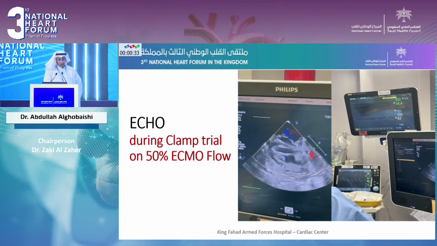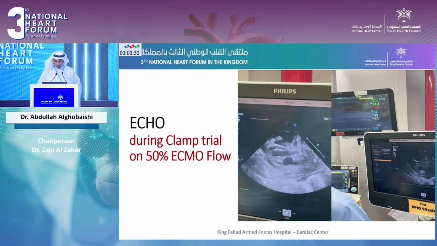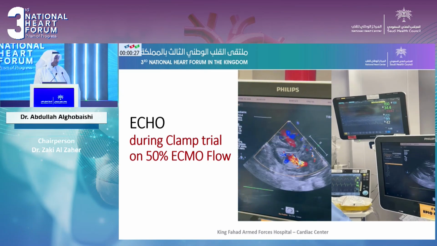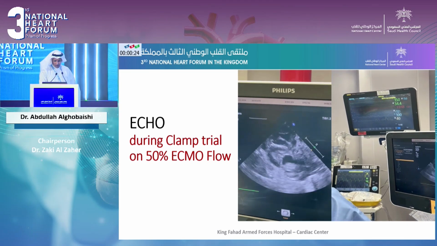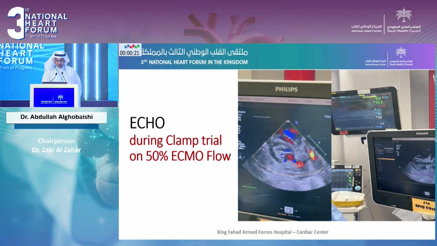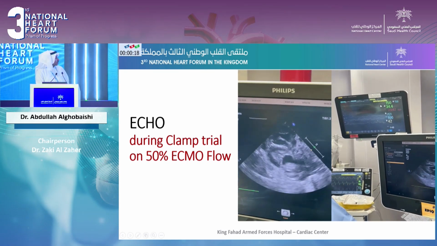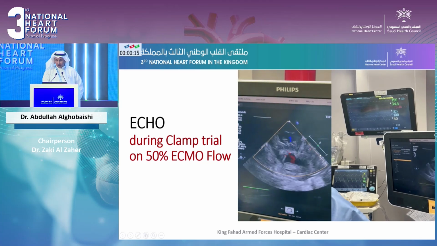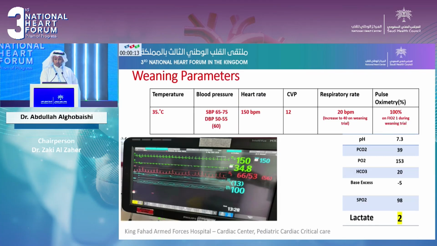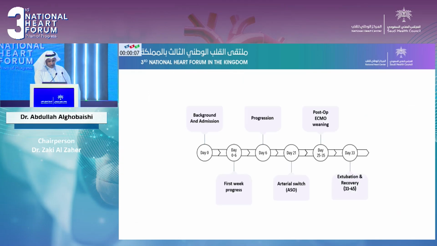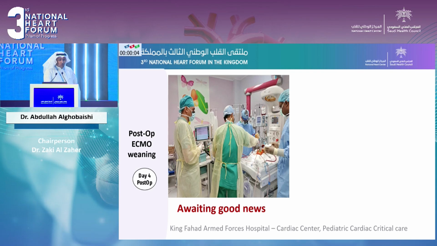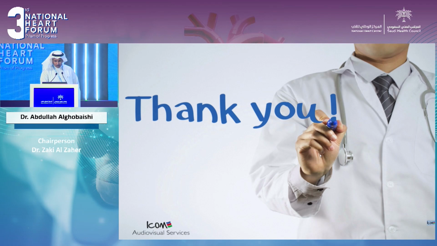This is another echo by day 3 and day 4 of ECMO, at 50% ECMO flow. We have good function, and as we see on the monitor, we start to get pulsatility. The lactate also started to clear to 2, and we have hemodynamic and cardiopulmonary stabilization. So we do our review on a daily basis. We do a daily echo with our cardiologist and our surgeon to review the patient, and we do the case conference with the team at the bedside.